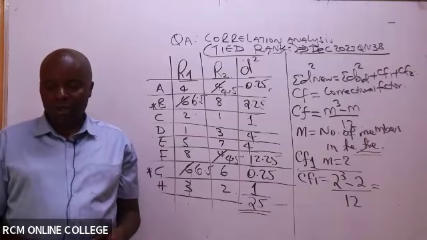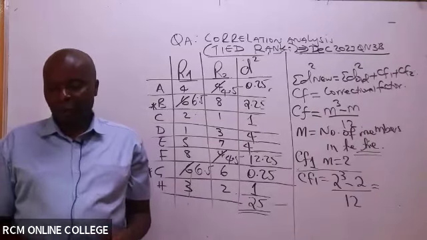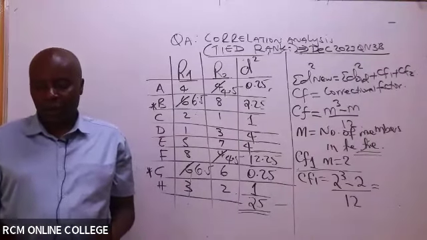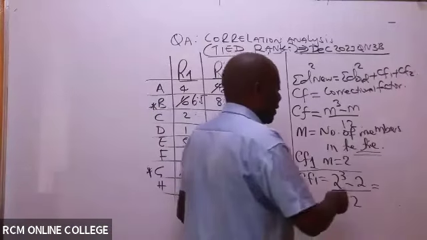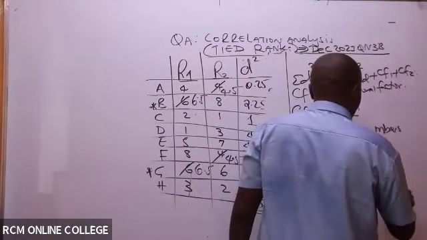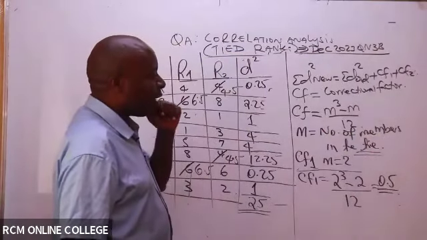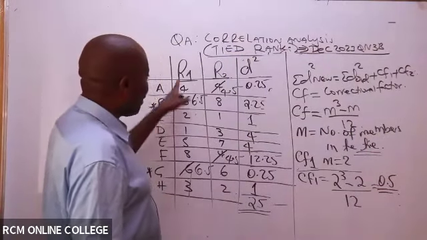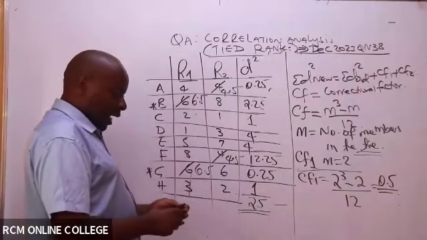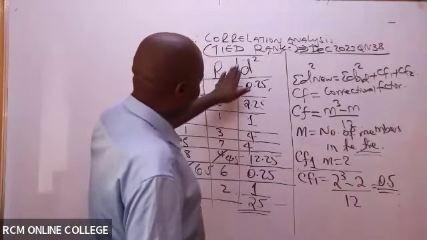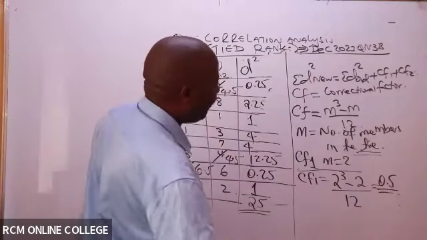2 cubed is 8, 8 minus 2 is 6, 6 divided by 12. You guys are geniuses. So this gives me 0.5. Remember, this is where we have the tie at 6. We don't have any other tie. We go to this division 2. Division 2, again, we have another tie.